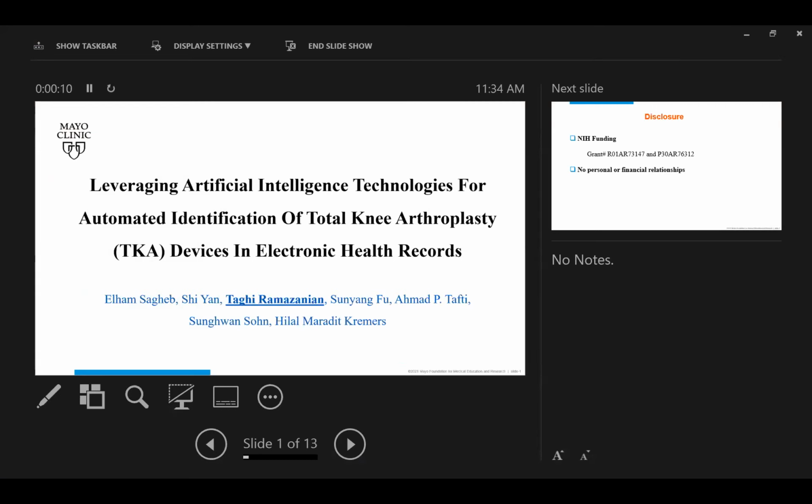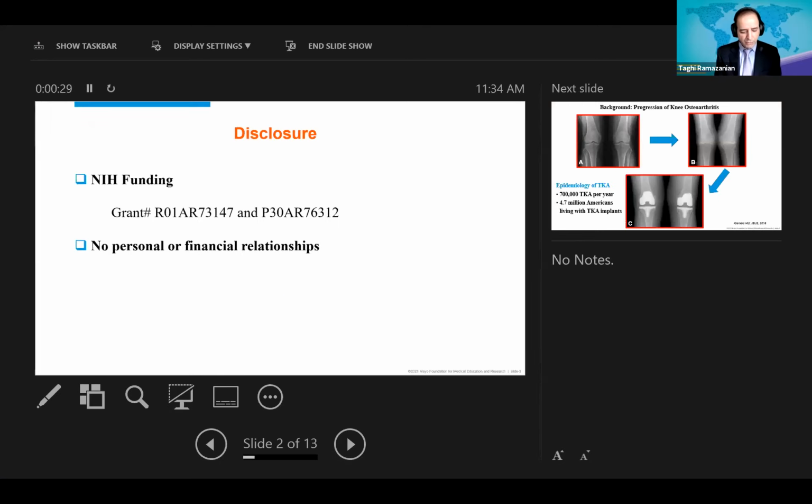On behalf of my co-authors from Mayo Clinic, today I'll present our research on the use of AI technologies for identification of different types of knee implants in electronic health records using both computer vision and natural language processing technologies. Our studies are funded by the NIH.